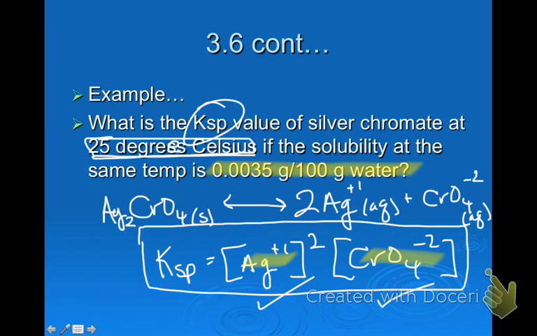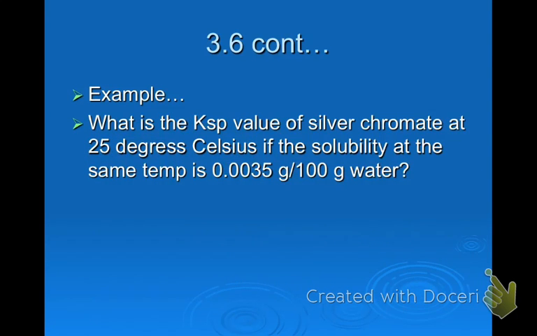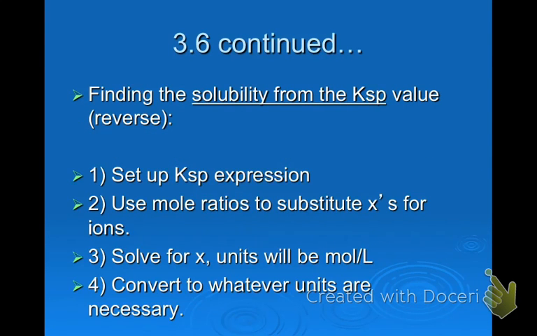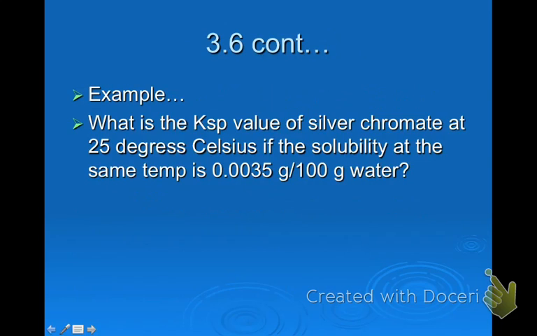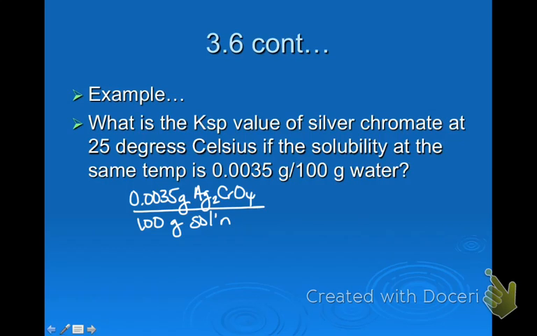To do that, I'm going to clean this up a little bit. We are going to start with 0.0035 grams of silver chromate per 100 grams of solution. And we're just going to change up our units. And you guys should be pretty comfortable with this by now.